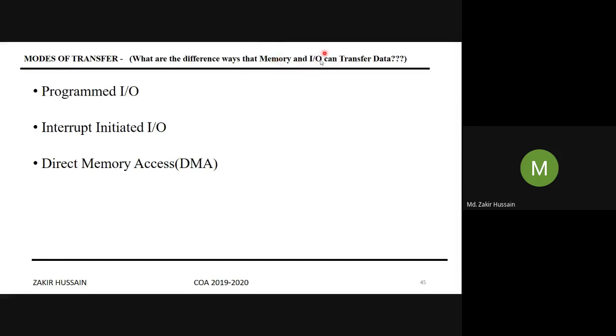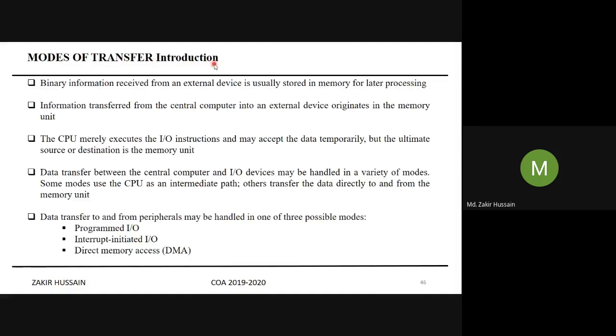I/O is anything that is plugged into the system. Your keyboard, your hard disk, your pen drive, your USB camera, all these are I/O devices. How they communicate with each other and transfer data among themselves is the modes of transfer. There are basically three modes: programmed I/O, interrupt initiated I/O, and direct memory access. Let us first see the introduction to modes of transfer.